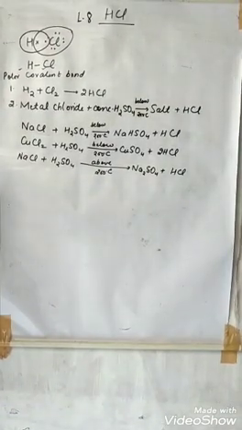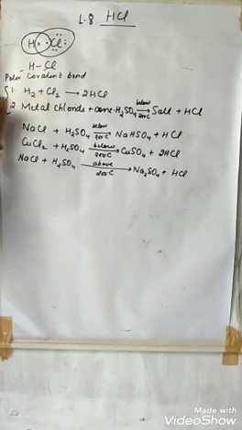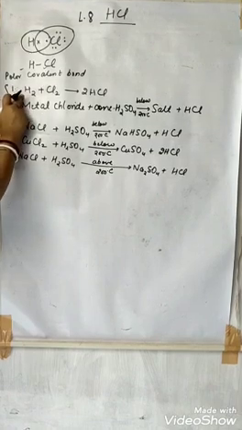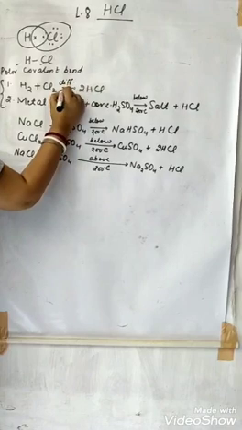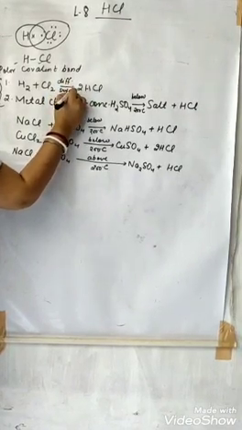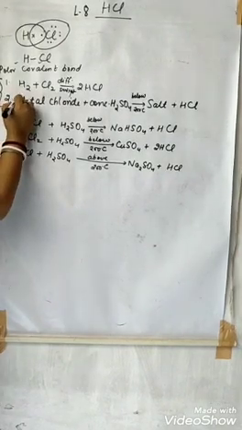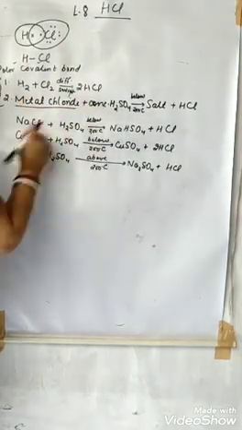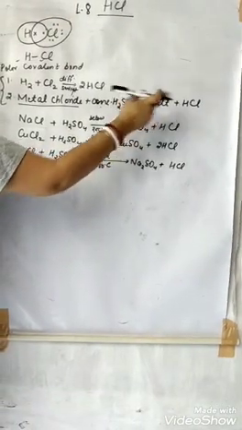Now, how can we prepare HCl? HCl can be prepared in two ways. First one is by direct combination. We take hydrogen and chlorine directly, expose it to diffused sunlight, and it will form HCl. Or we can take any metal chloride and react it with concentrated H2SO4. Below 200 degrees Celsius it will form salt and HCl.